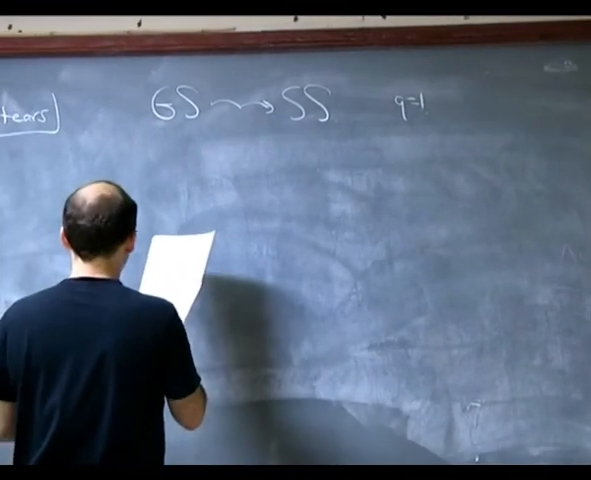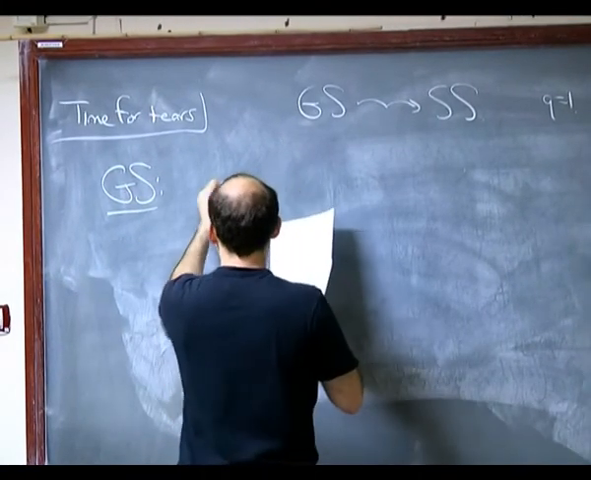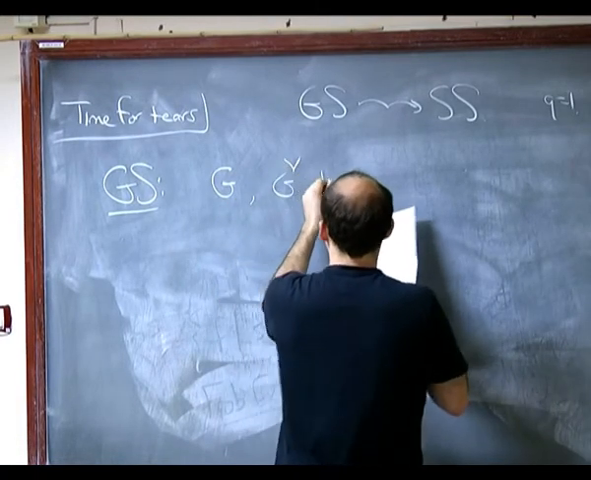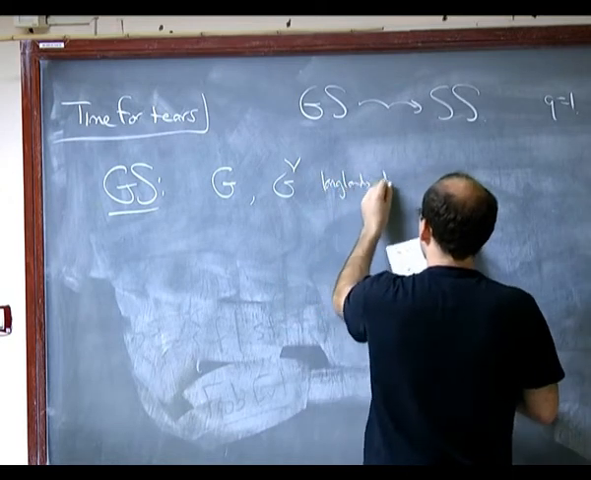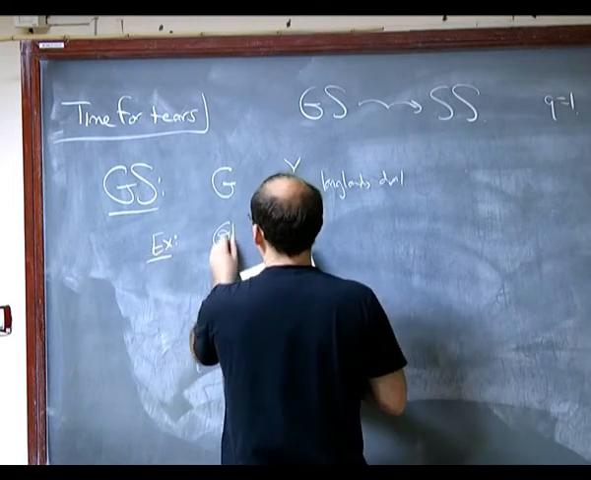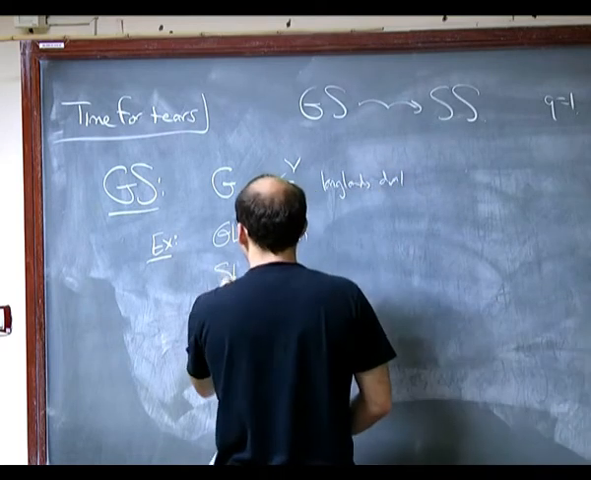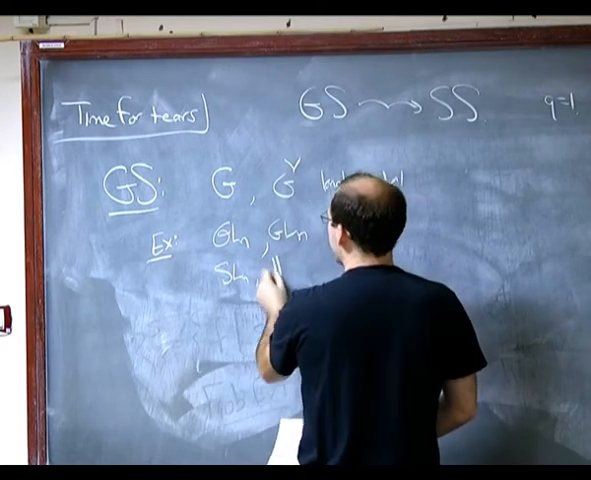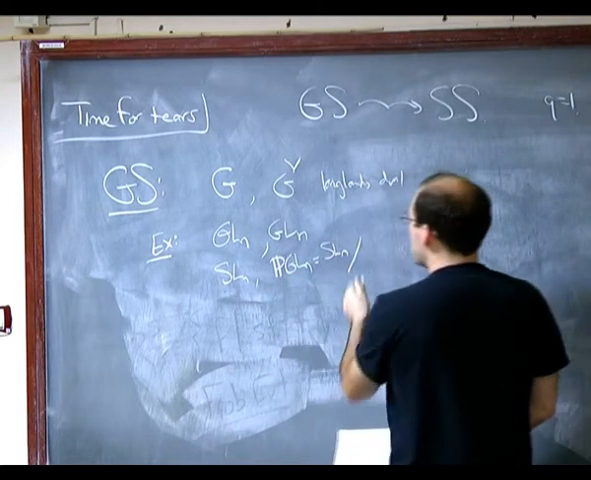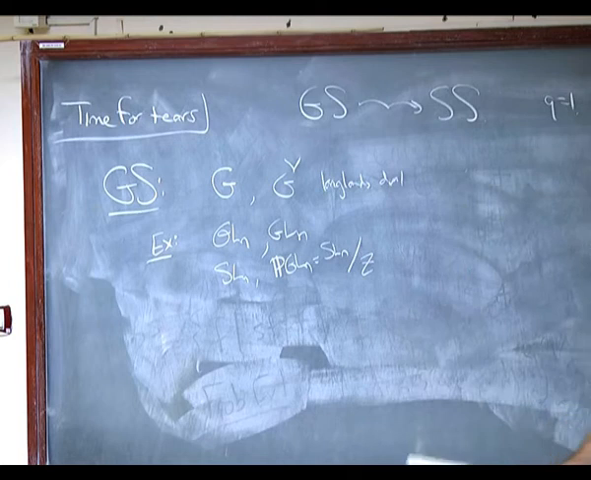So, what's going on? What does geometric Satake say? We choose a Lie group, an algebraic group G, and we have its Langlands dual. Let's just give some examples. For instance, G could be GL_n, and its Langlands dual is GL_n. Or G could be SL_n, and its Langlands dual in that case is PGL_n, which is also known as SL_n modulo its center. So its center is generated by roots of unity scalar matrices.